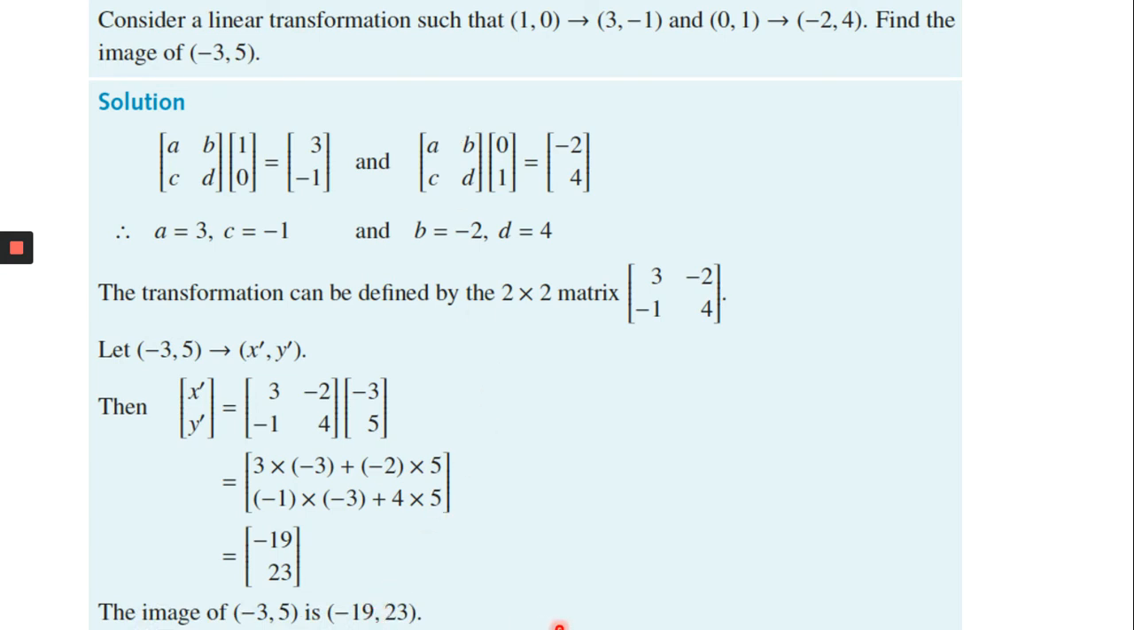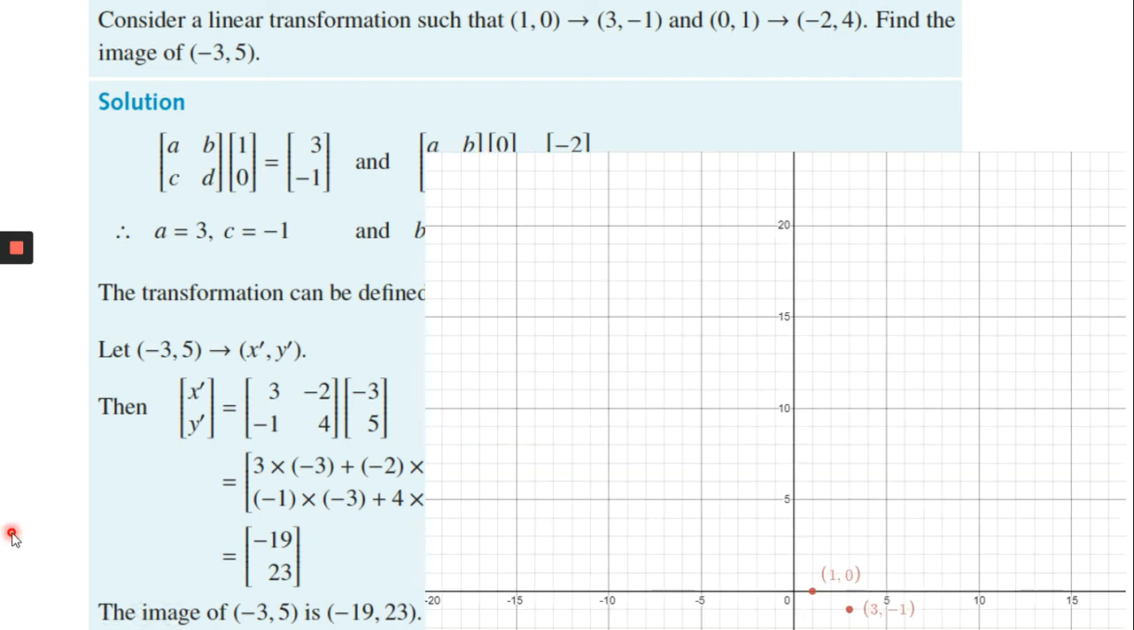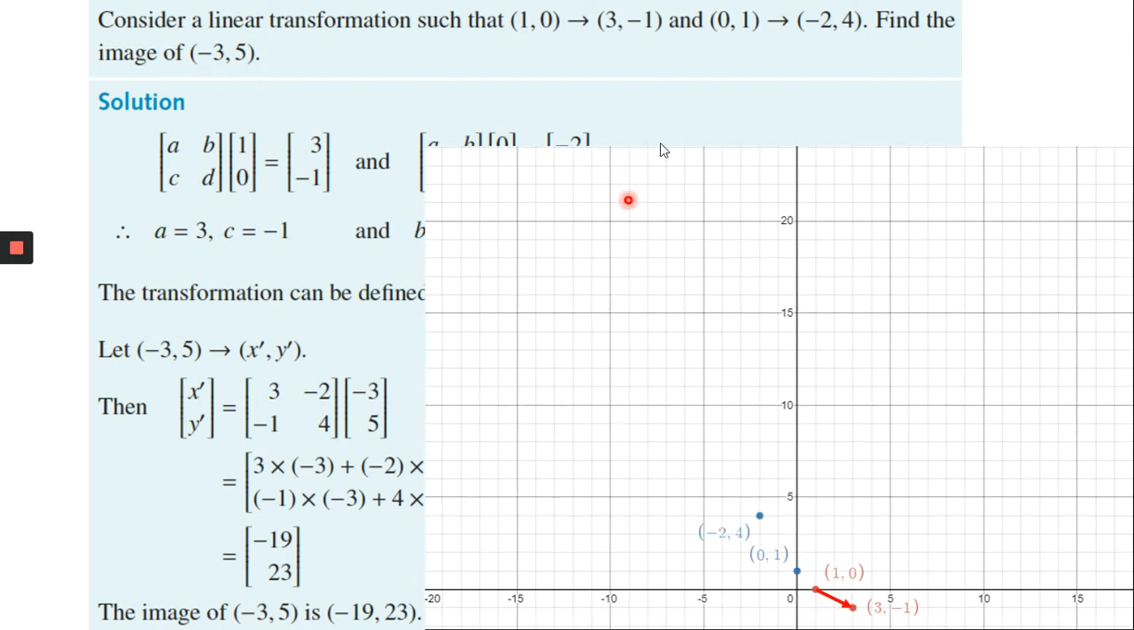Now, when I looked at that one, it just looks like such a weird answer. So I thought, okay, me being a visual learner, I'll see if I can have a look at this as a graph. So what it's saying is the point 1, 0 moves to 3, minus 1. Okay, so that one's going that way. It's going down and to the right. And it's also saying that that same transformation changes the point 0, 1 to 2, 4. So that was even going in the other direction.